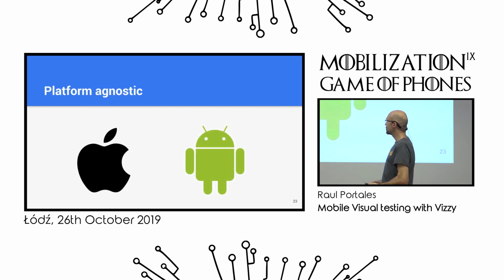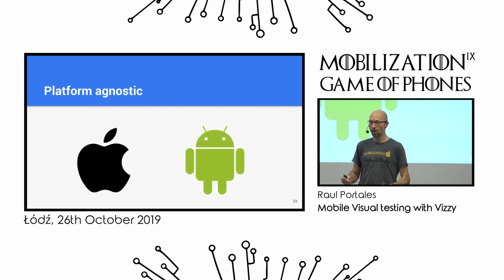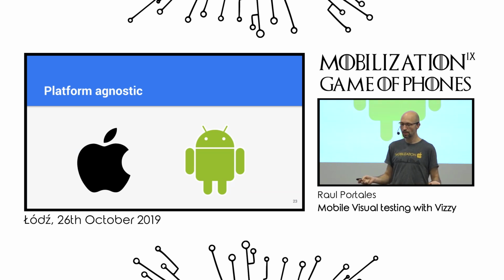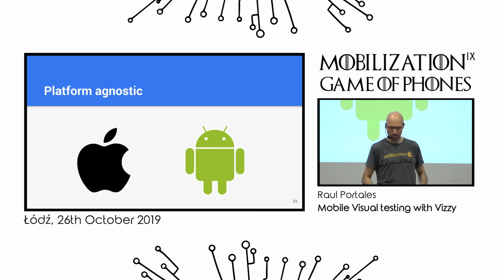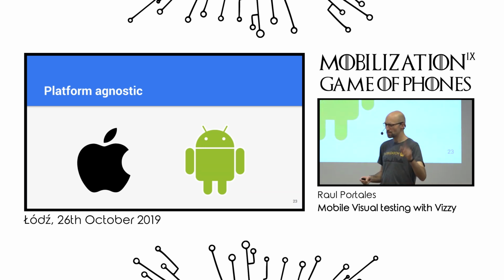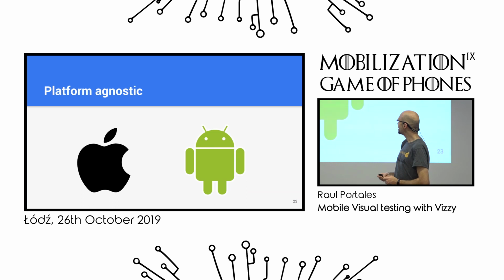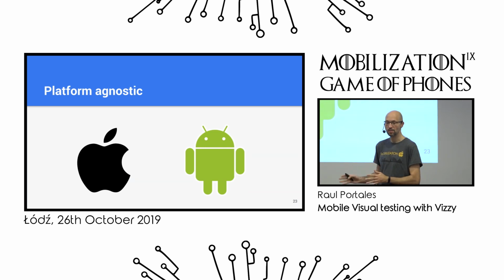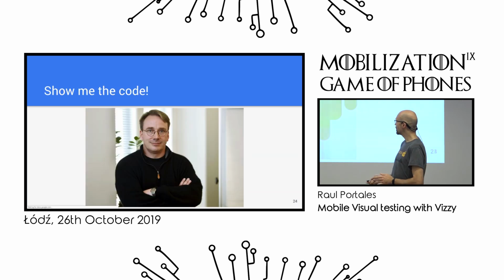Okay. And because it works on screenshots, it's 100% platform agnostic. We use it for Android and we use it for iOS, but it could be used by whatever other mobile framework, platform, I don't know, Windows Mobile maybe. We always make this joke on mobilization. So it works for both Android and iOS because Vizzy itself only cares about screenshots. And yeah, you're all fine.